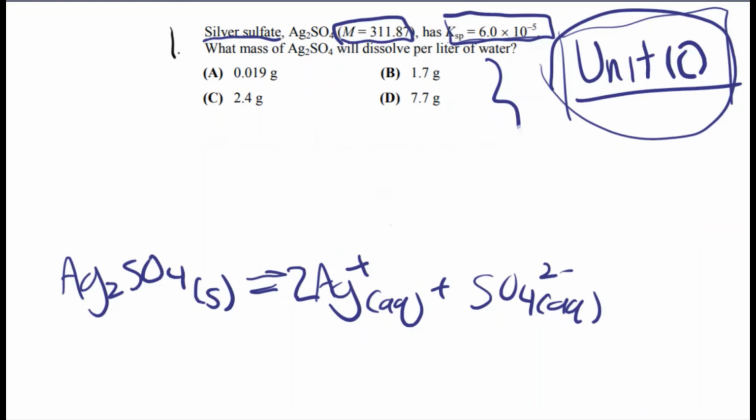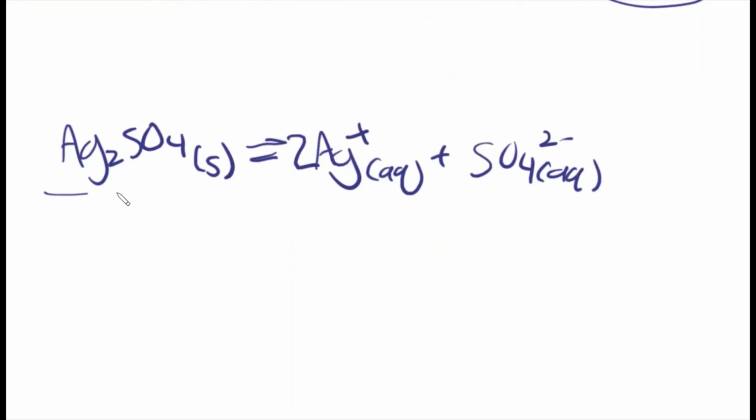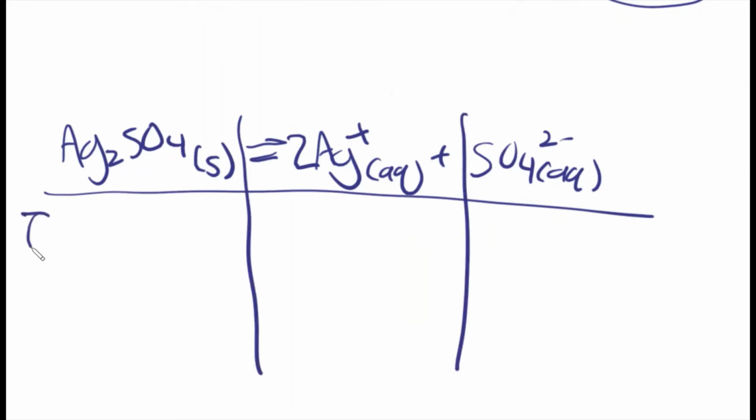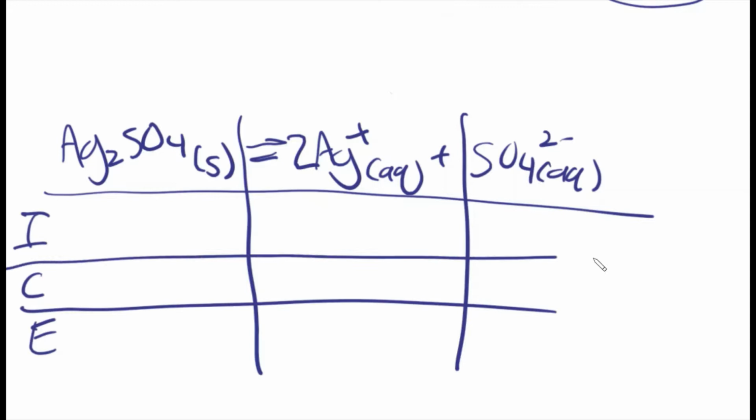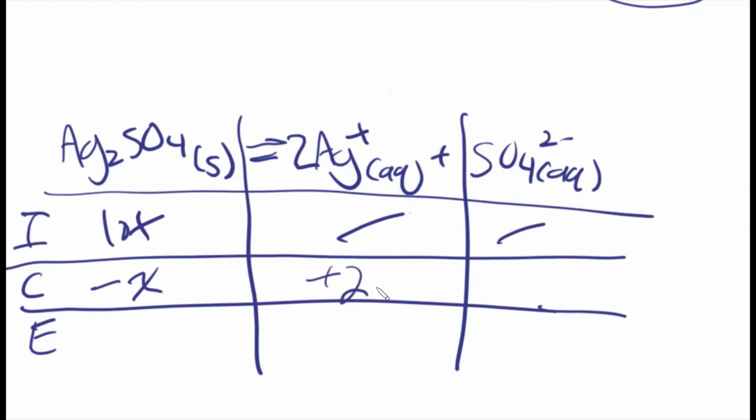So we have to first draw an ICE chart, of course. Let me go down here and make an ICE chart. So we have I, C, and E, and we will separate those into columns and rows. We know that we start off with a lot of this and none of this. And then we're going to subtract 1 molar of the silver sulfate once it dissolves. And for every molar of silver sulfate that dissolves, 2 molar of silver ions are formed and 1 molar of sulfate ions are formed. So these are both pluses and that's a minus, but in the end you still have a lot and you have 2x here and x here. So we have this now.